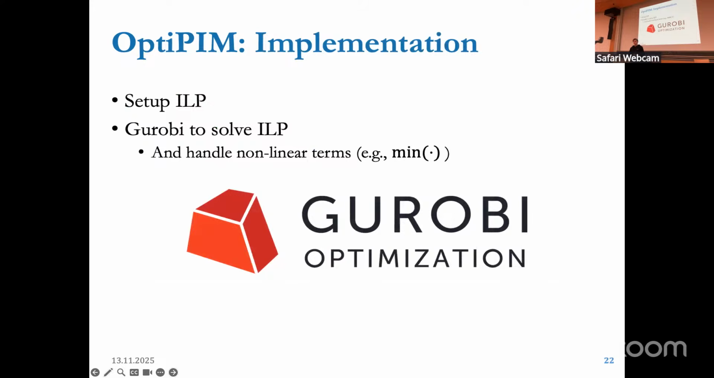So now we've seen how we set up the ILP, so all of the theoretical knowledge. Now we worry about how we solve this ILP. There are also some nonlinear terms, so it is not a strictly linear integer linear programming problem, but the solver that we use, Gurobi, a proprietary solver by Gurobi Optimization, can actually handle those nonlinear terms. Gurobi is a company which makes a lot of money by providing solvers for mixed integer linear programming and similar problems.